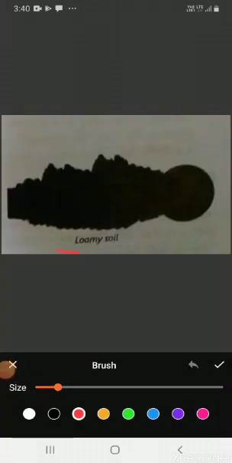This is the loamy soil figure. Loamy soil is brown in color. It is a mixture of sand and clay. Its particles are smaller than sandy soil. It is the best type of soil for growing plants. It allows some water to flow while holding back the rest. Loamy soil is usually found in gardens and parks.